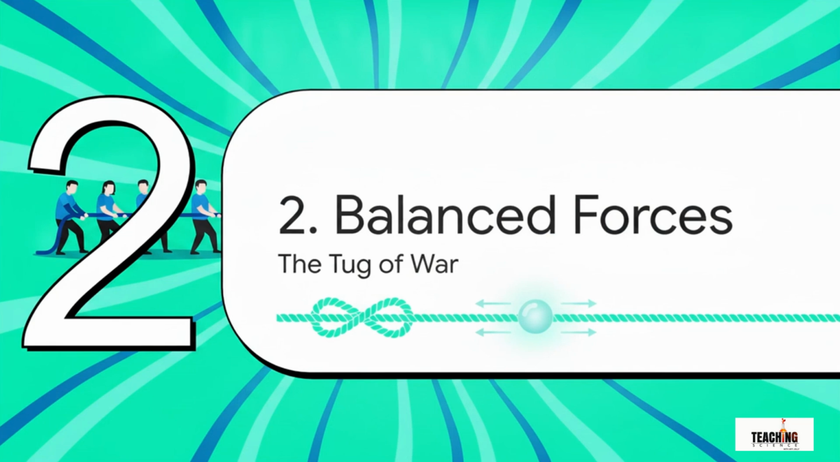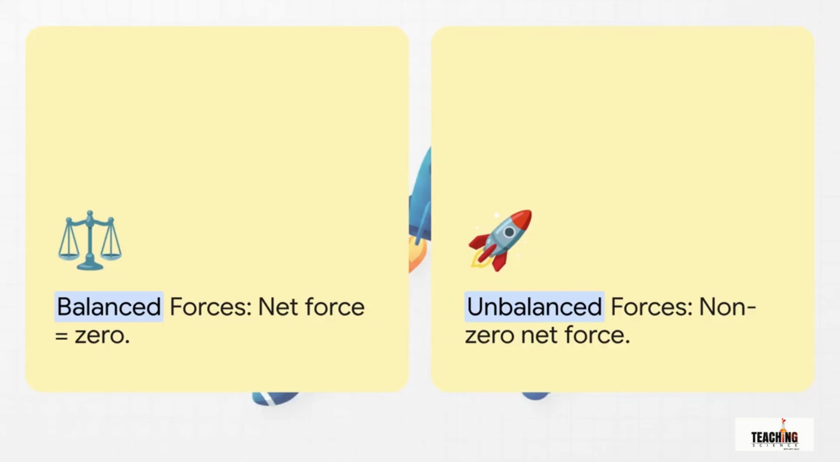Moving right along to Section 2, balanced and unbalanced forces, or, as I like to call it, the tug of war. Now, in real life, there's almost never just one single force acting on something at a time. It's usually a whole bunch of them. If you have multiple forces acting on an object and they perfectly cancel each other out, we call those balanced forces. The net force is exactly zero, meaning the object's state of motion is not going to change at all.